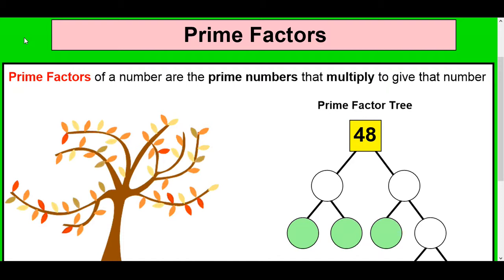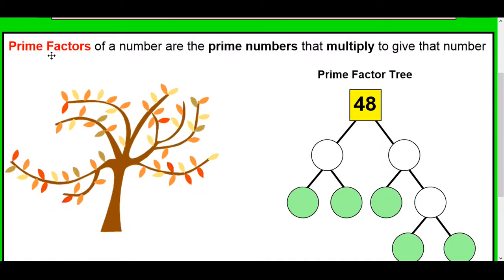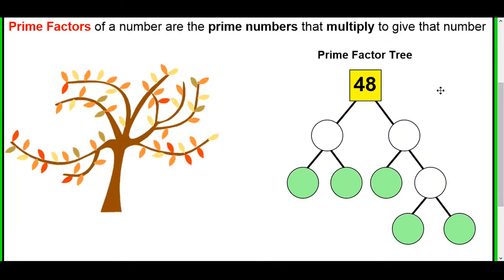Basically, any number can be written as factors involving prime numbers. So you can take any number and break it down into prime numbers that multiply to make that number. This is a process called prime factor trees, and I'll show you what I mean by that. So here's a wee definition. Prime factors of a number are the prime numbers that multiply to give that number, and every single number can be broken down into this idea.